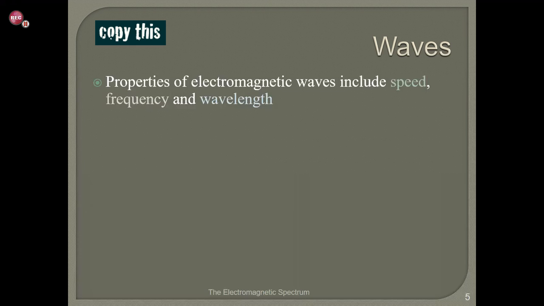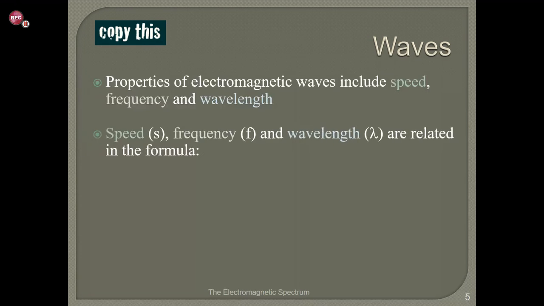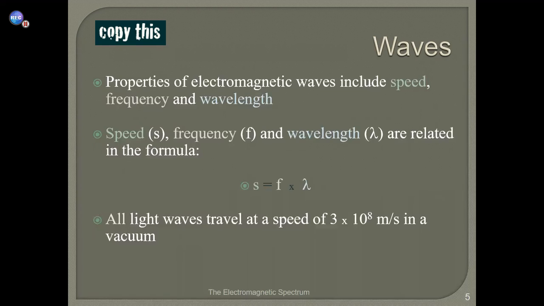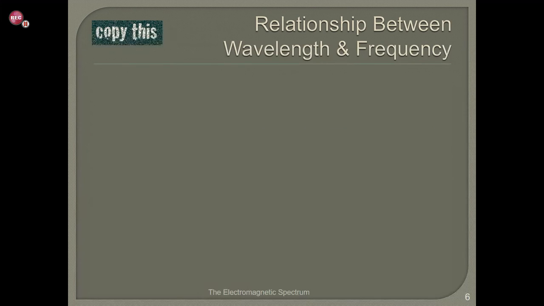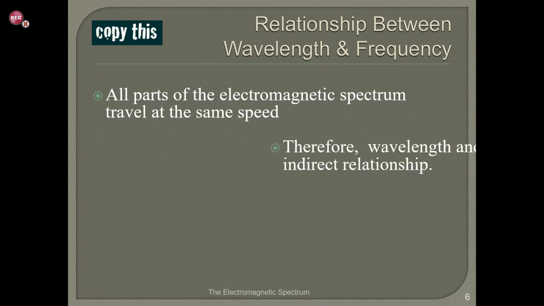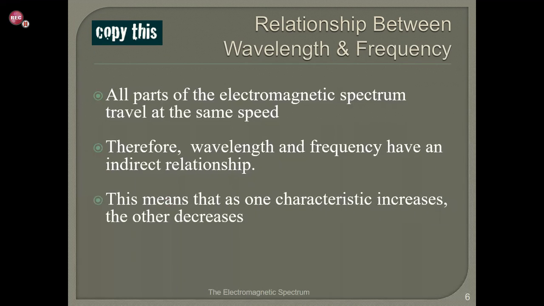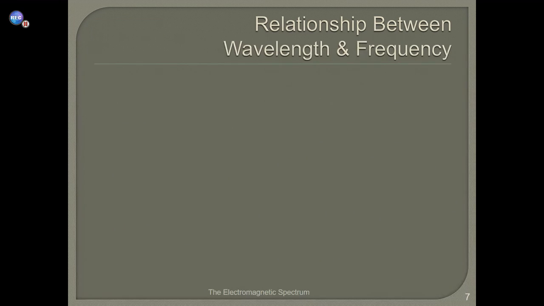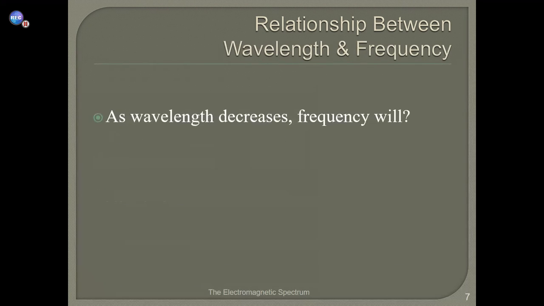All right, so speed, frequency, and wavelength. As we go from big to small, the speed increases and the frequency increases. So we've seen this formula before. All light waves travel at the speed of 3 times 10 to the 8th meters per second, aka the speed of light. As wavelength decreases, frequency increases. This is basically all this says.